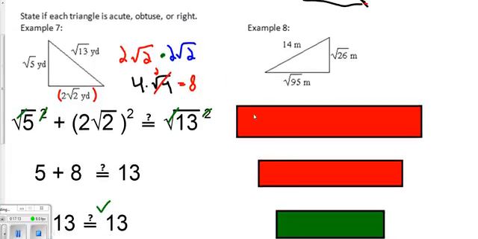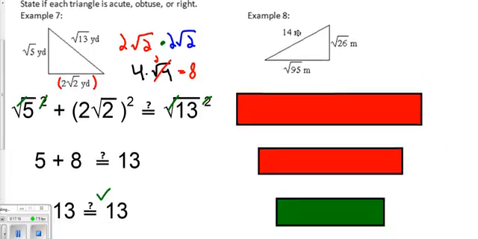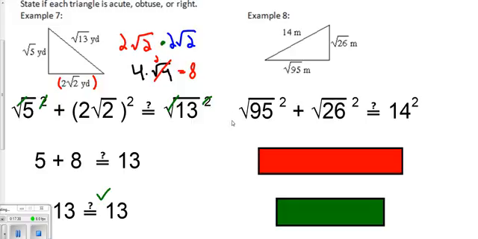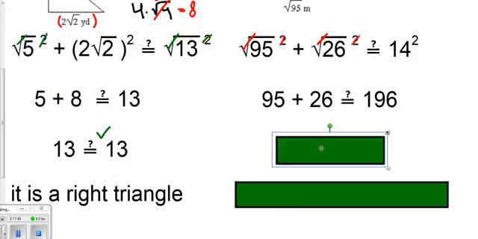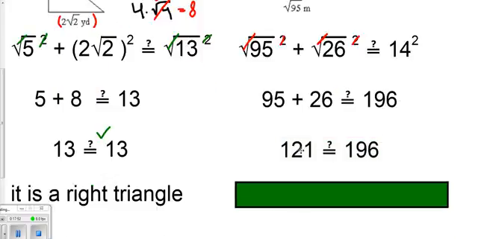So, example 8. We're going to use these lengths. 14 meters, square root of 95 meters, and the square root of 26 meters. Does this make an acute, obtuse, or a right triangle? Well, let's check it out. We'll just plug all those pieces into our Pythagorean theorem. Again, squared and square root cancel out, squared and square root cancel out. 14 squared is actually going to come out to 196. So our question is, does 95 plus 26 equal 196? Well, 95 plus 26 is 121.